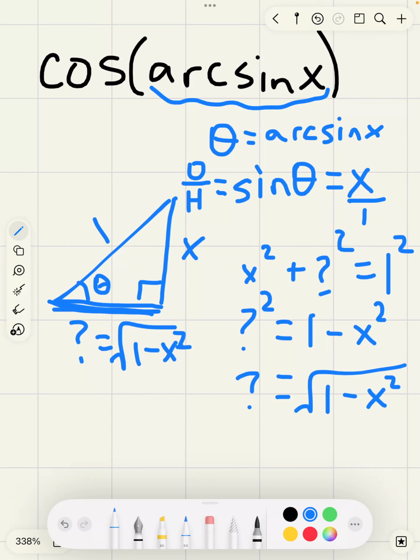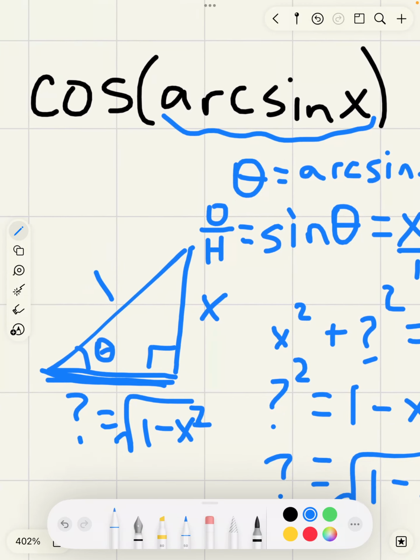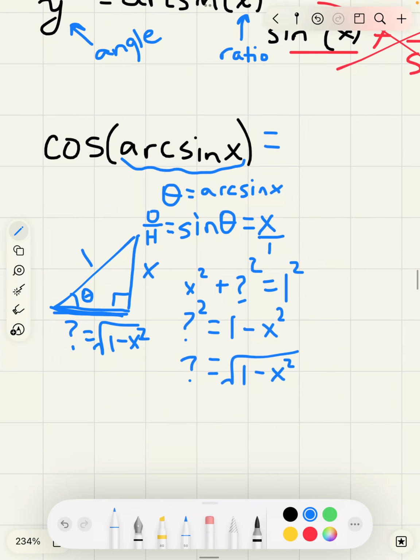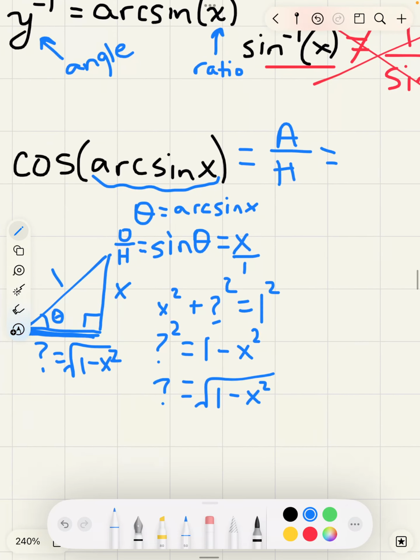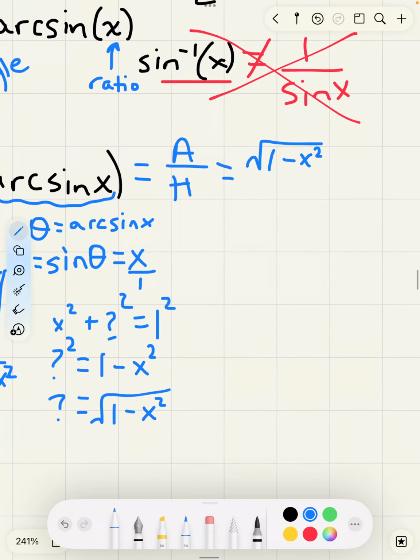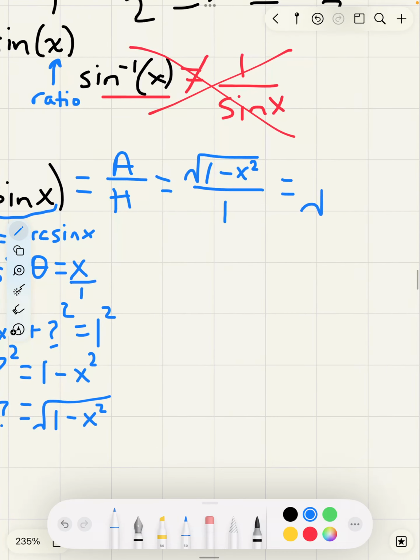And now that we've figured that side length out, we can figure out cosine of arcsine of x. So cosine, if you remember from geometry class, is adjacent over hypotenuse. Adjacent is just a fancy word that means next to. So the side adjacent to theta is the square root of 1 minus x squared. And the hypotenuse, again, always across from the right angle, was 1. Fully simplified, our answer would be the square root of 1 minus x squared.